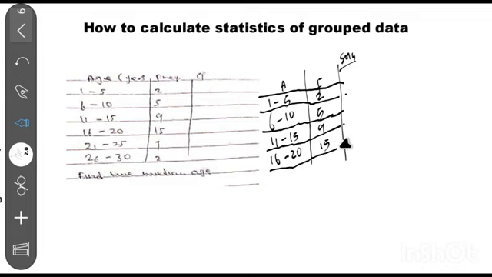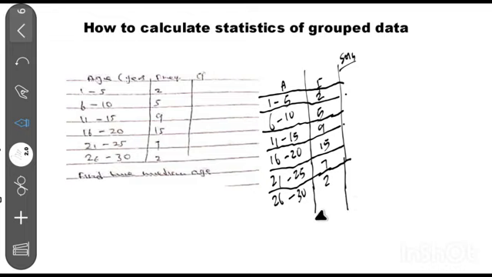So let me try to put it. The next one is 21 to 25. Okay, let's see how the table goes down. For 21 to 25, the frequency is 7. So let's observe another data also. That is 26 to 30, which was the last one, and the frequency is 2.